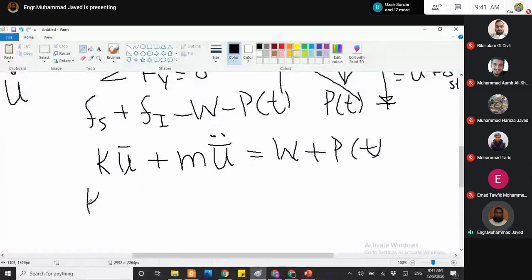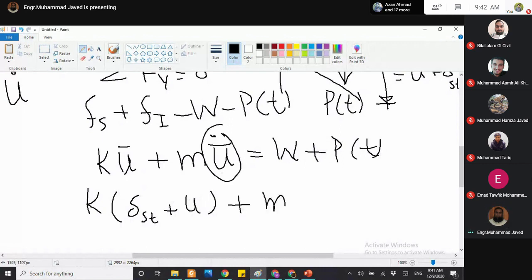Now U bar, as we just discussed, is equal to delta ST plus U, and we just derived that this is m u double dot equal to W plus P of T.